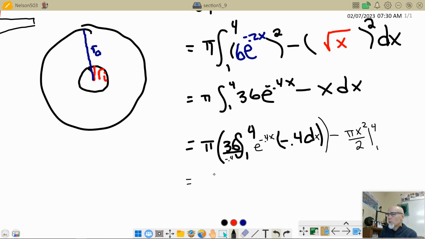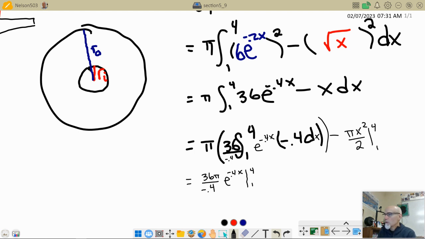And so what do we have? Well, we got 36 over negative 0.4 times pi. So I'm going to put 36 pi divided by negative 0.4. And then we would have e to the negative 0.4x. And then we're going to put our evaluation bar down, 1 to 4. And then this one right over here, I guess we could do that.